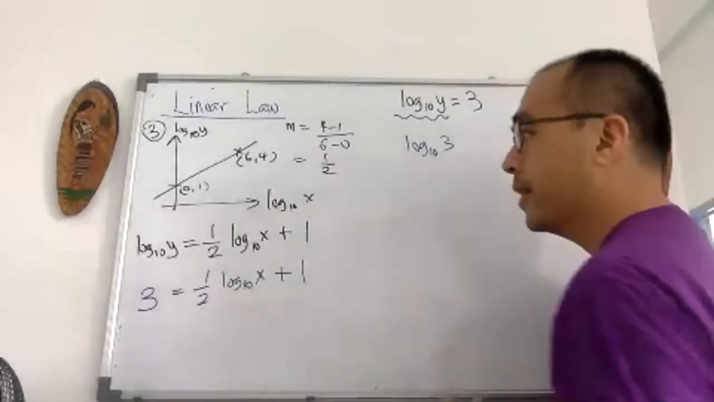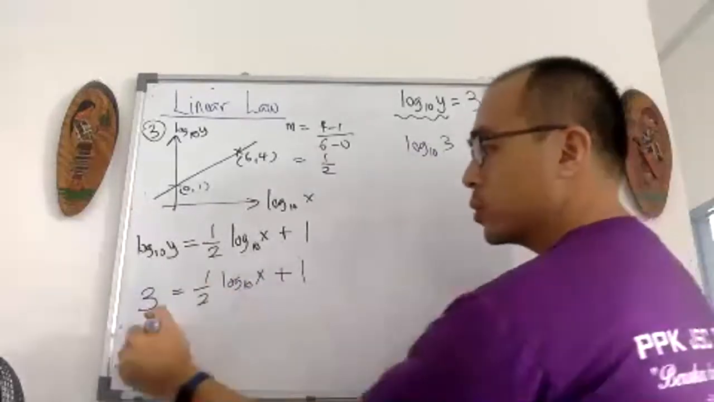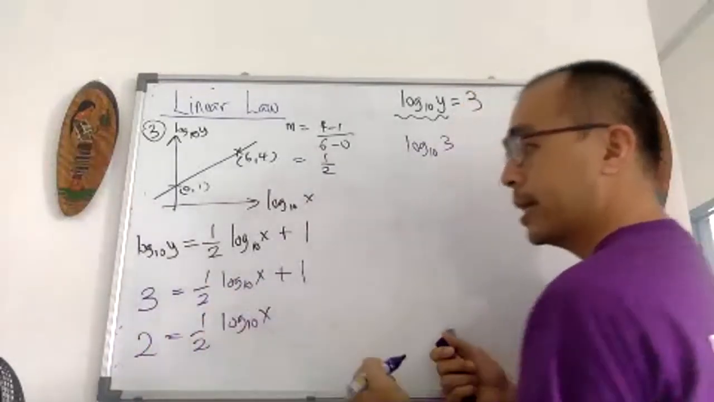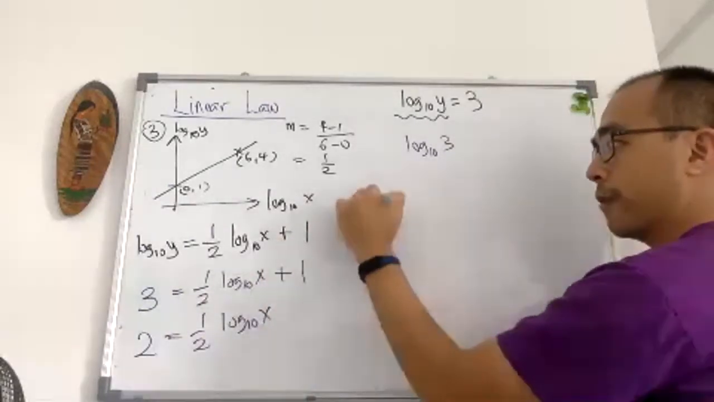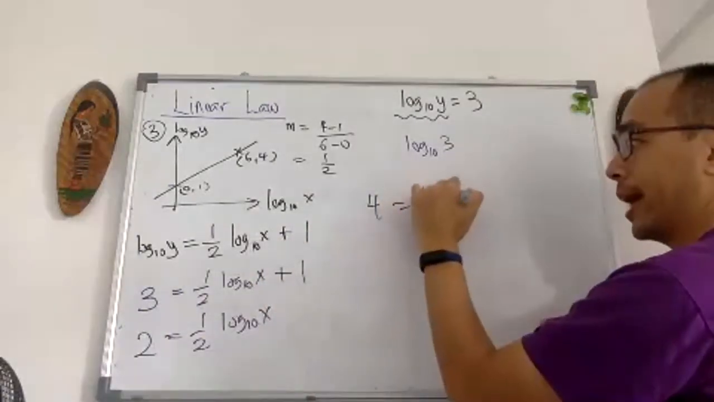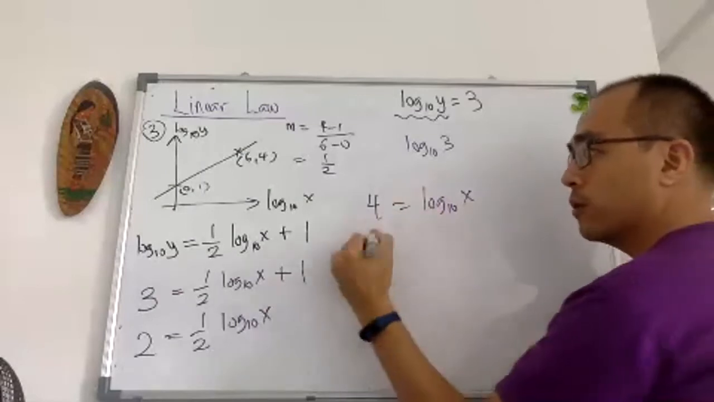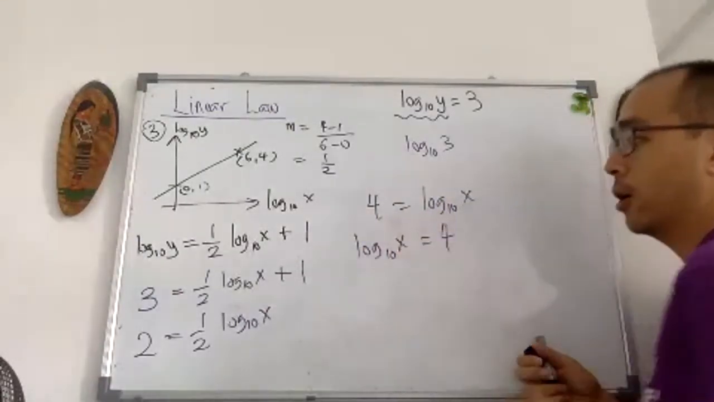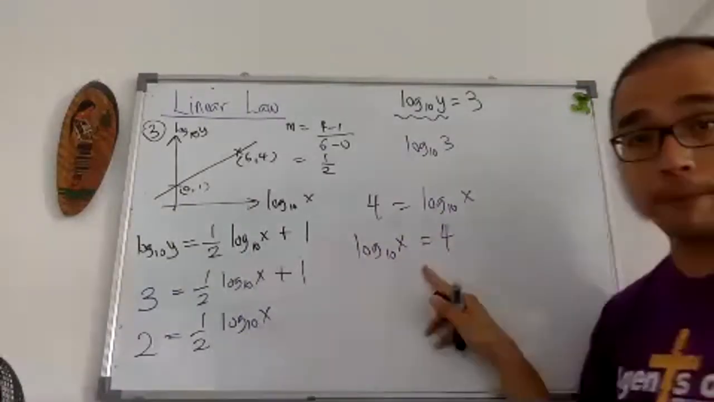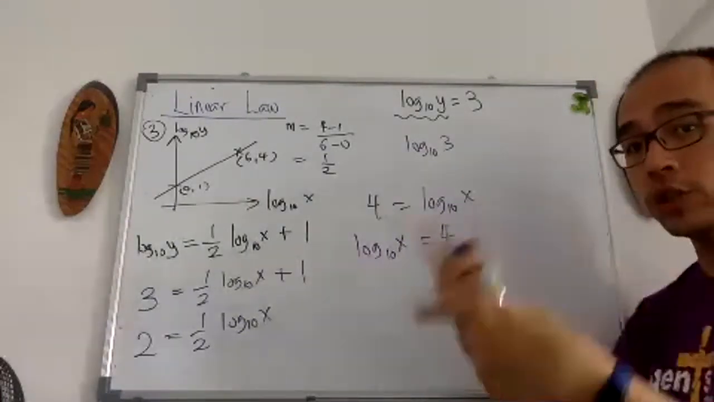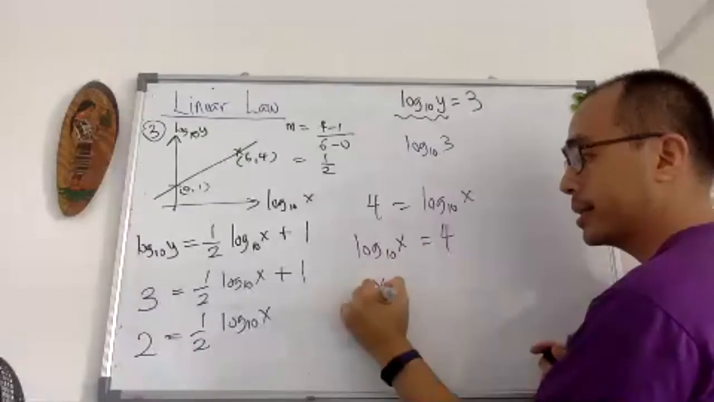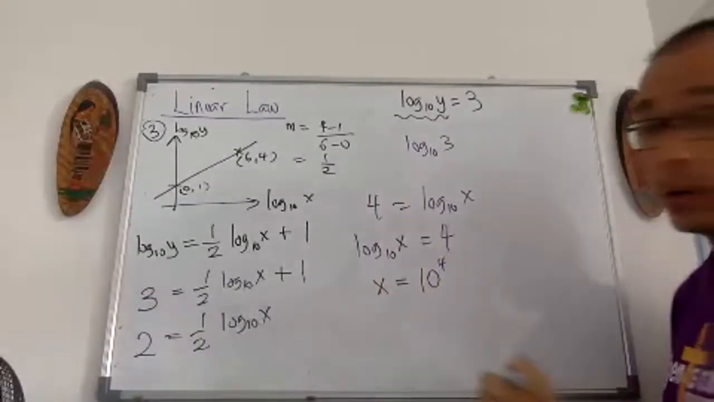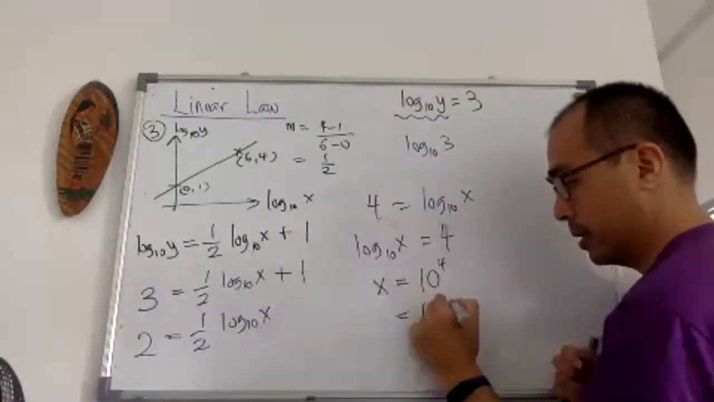All right, let's find the value of x. So 3 minus 1 is 2 equals 1 over 2 log 10x. Bring the 2 up, so we get 4 equals log 10x. I'm going to switch this over so that it makes a little bit more sense: log 10x equals 4. Now, if you remember, this is log form. Log form changed to index form will be x equals 10 to the power of 4, and 10 to the power of 4 is 10,000.